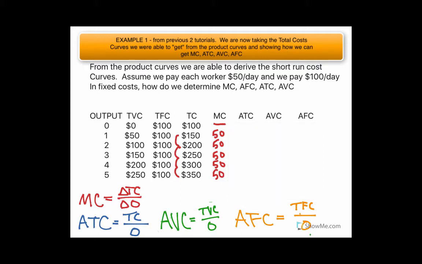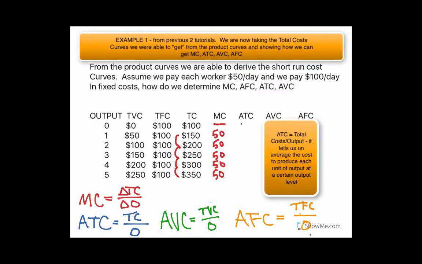So for average total cost, it's just the level of total cost divided by the output. So again, for the first one, we don't have any output, so there's no average total cost. And for the first one, it's 150 divided by 1, which equals 150. And then 200 divided by 2, which equals 100. 250 divided by 3, which equals 83.3. 300 divided by 4 is 75. And 350 divided by 5 is 70.